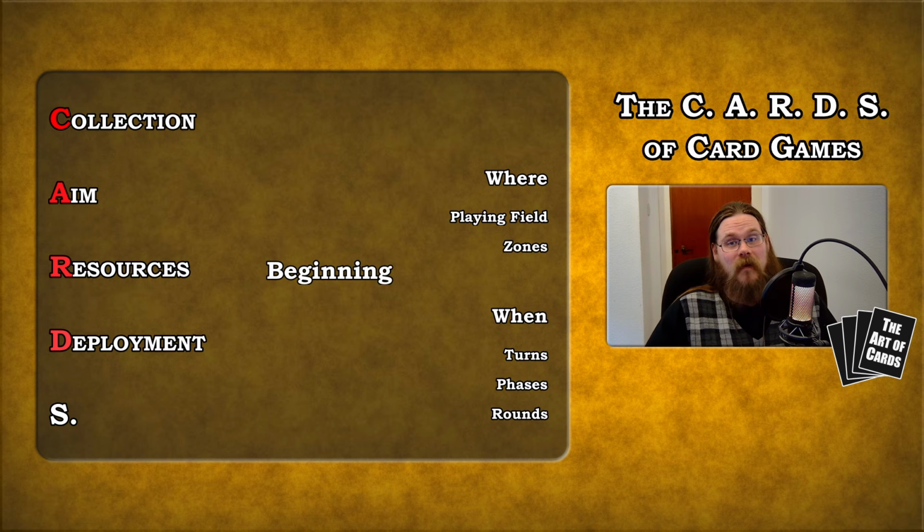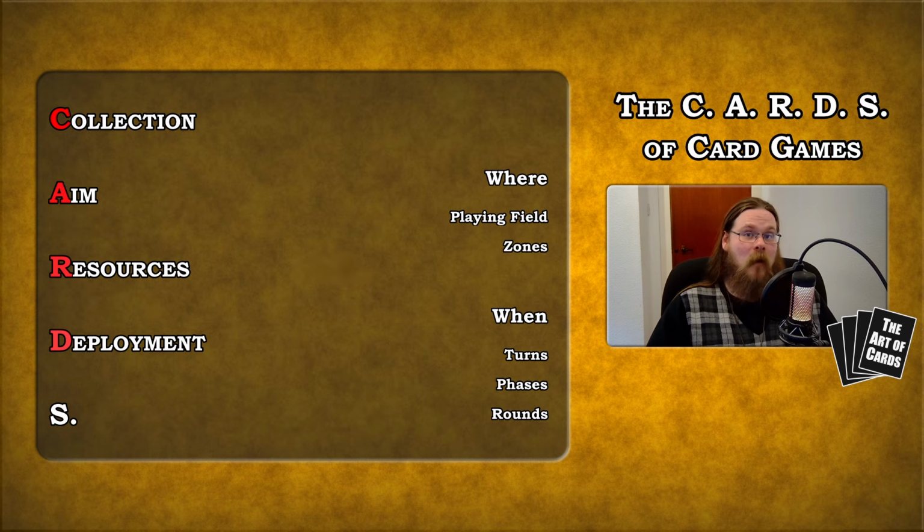This could be the beginning phase where you draw cards, you untap or ready your cards, and that is where any at the beginning of your turn effects would happen. You would have some sort of main phase where you can play cards. You would have maybe a combat phase where you can attack and interact with your opponent. And you would have an end phase where any end of turn effects would go off.